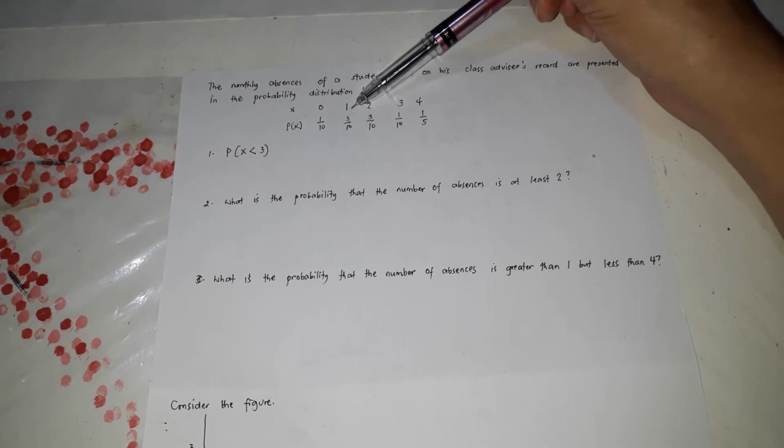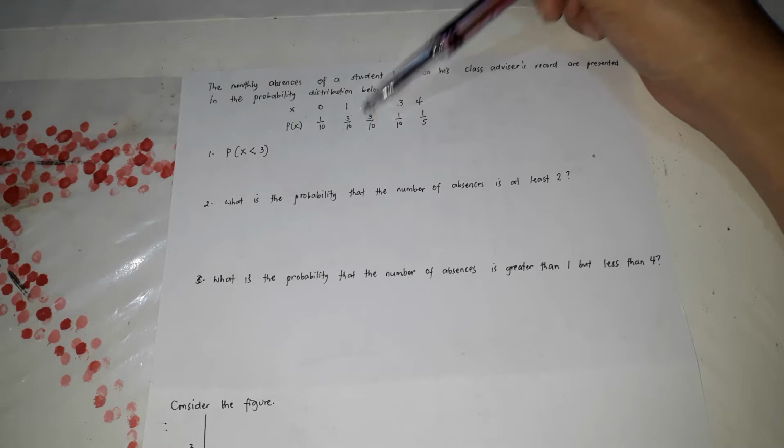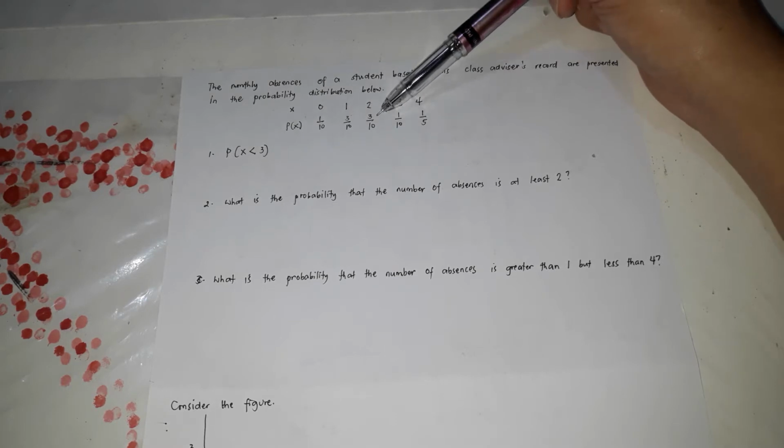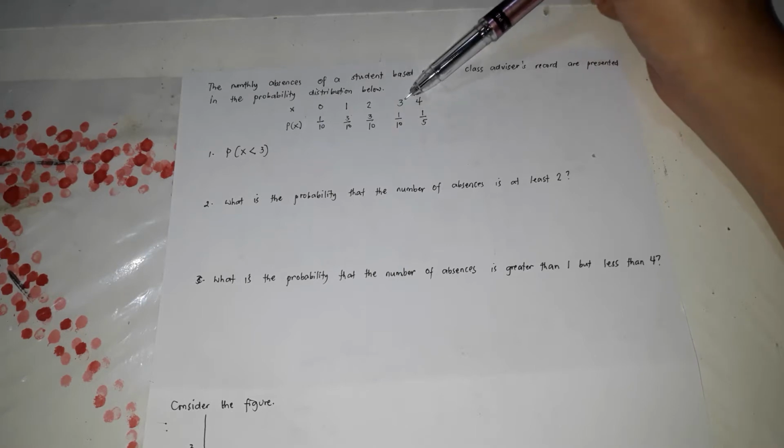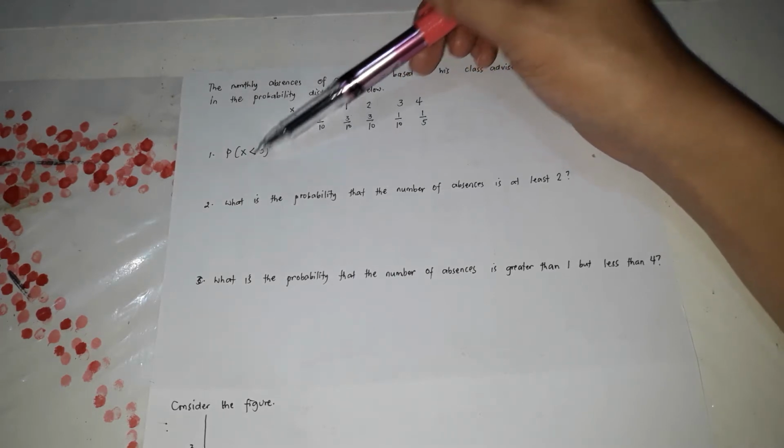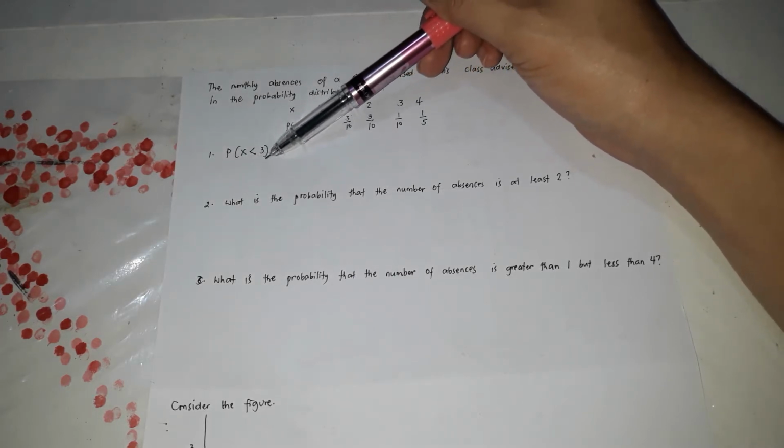In 1 absent per month, the probability is 3 months out of 10. If there are 2 absent in 1 month, the probability is 3 months out of 10. If it is 3, 1 of 10, and 4 absent, the probability is 1 out of 5 months. So in 5 months, there's a probability that in 1 month, he will be absent for 4 days. So the first thing we're going to solve is P(x) such that x is less than 3.